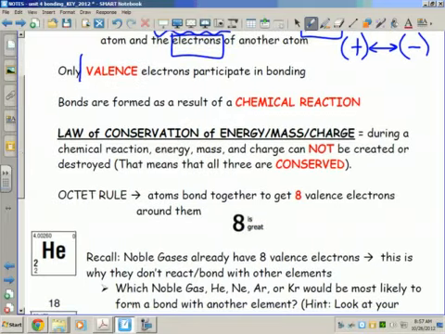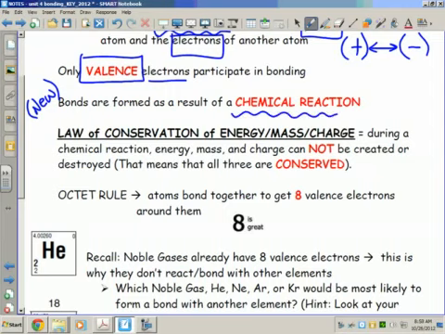We said all along, even when we've just mentioned bonding in the periodic table unit, that it's only the valence electrons that participate, the outermost electrons, the electrons in the valence shell, and that when bonds are formed, and I'll add the word new, when new bonds are formed, that constitutes a chemical reaction.